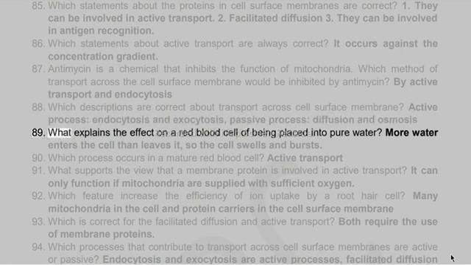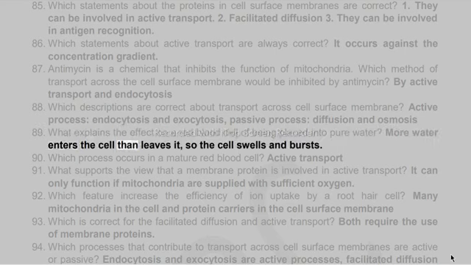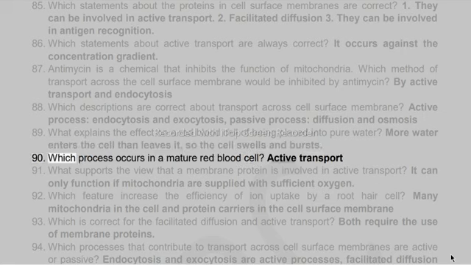89. What explains the effect on a red blood cell of being placed into pure water? More water enters the cell than leaves it, so the cell swells and bursts. 90. Which process occurs in a mature red blood cell? Active transport.